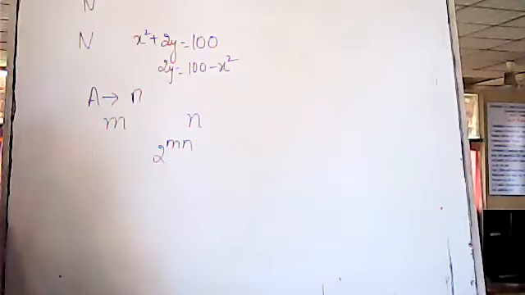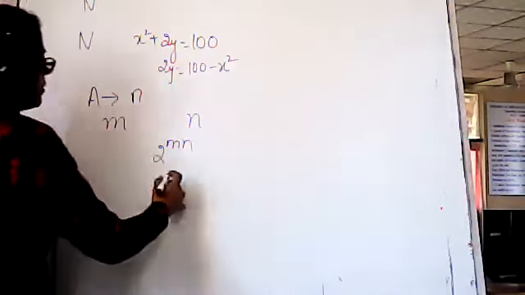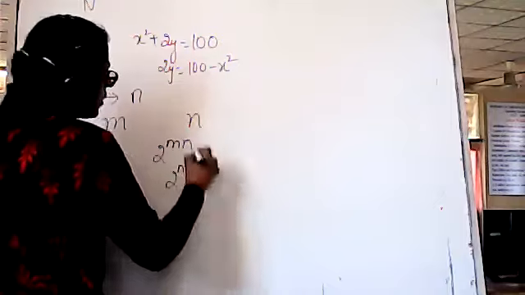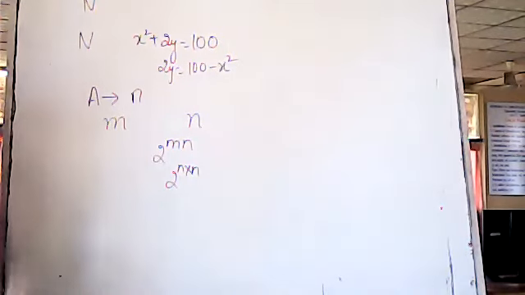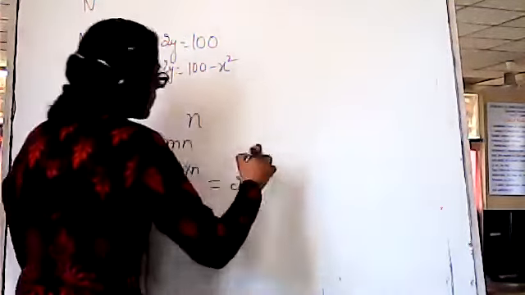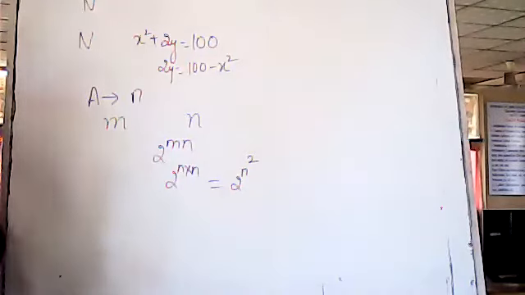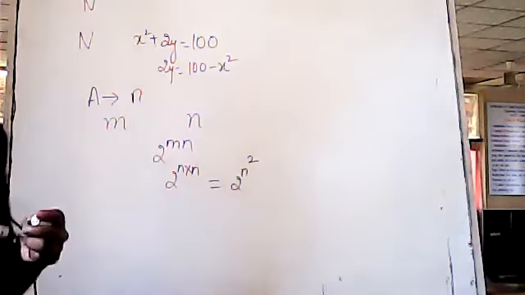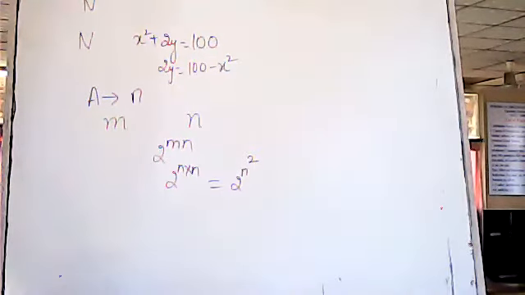Next line we likho, therefore the total number of relations from A to A is 2 raised to the power n cross n, or it is 2 raised to the power n square. Very, very important question from the examination point of view.